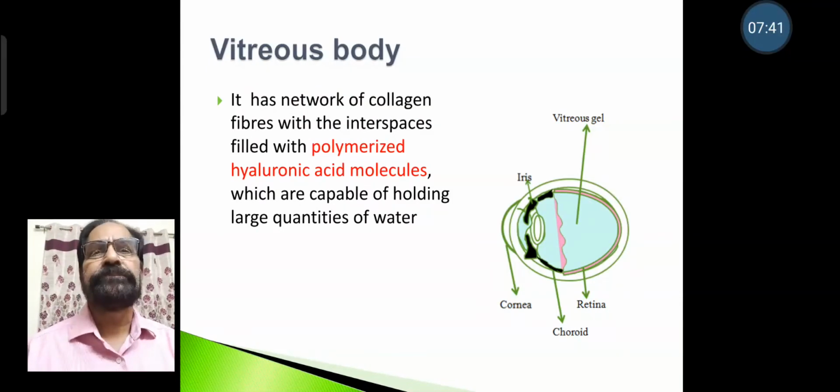Vitreous body. It is a network of collagen fibers with the interspaces filled with polymerized hyaluronic molecules which are capable of holding large quantities of water.